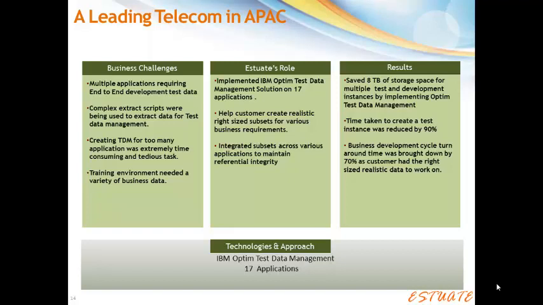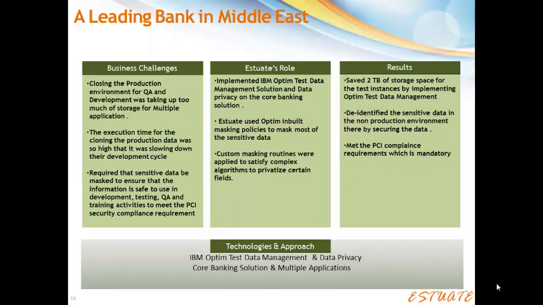The next case is about a leading bank in the Middle East, which had a very diverse application environment with a variety of servers and data sources. They even had non-relational data files in their mainframe systems, which were integrated with RDBMS applications. In addition to their requirement of creating fast test data for their test environments, they were also looking for masking personally identifiable information consistently across multiple applications.